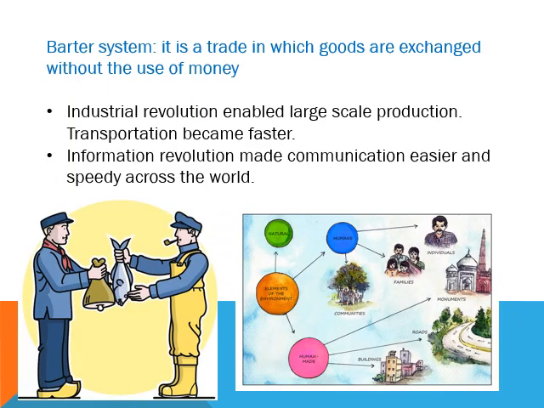So what is barter system? Barter system means it is a trade in which goods are exchanged without the use of money. Industrial revolution enabled large scale production. Transportation became fast. Information revolution made communication easier and speedy across the world.